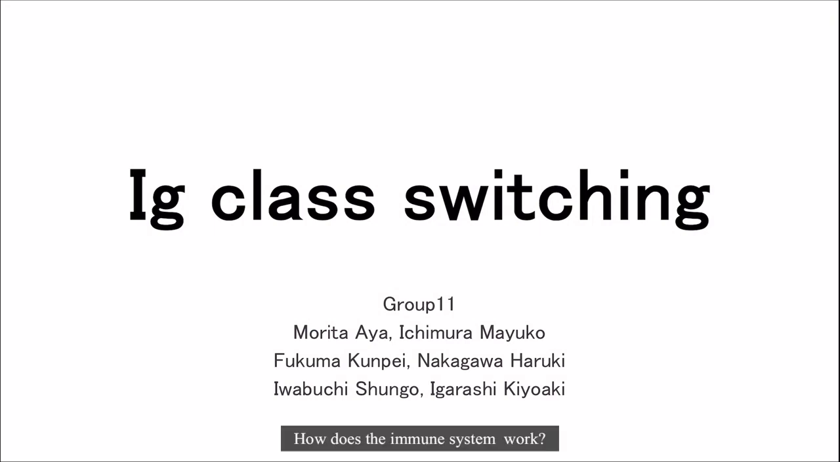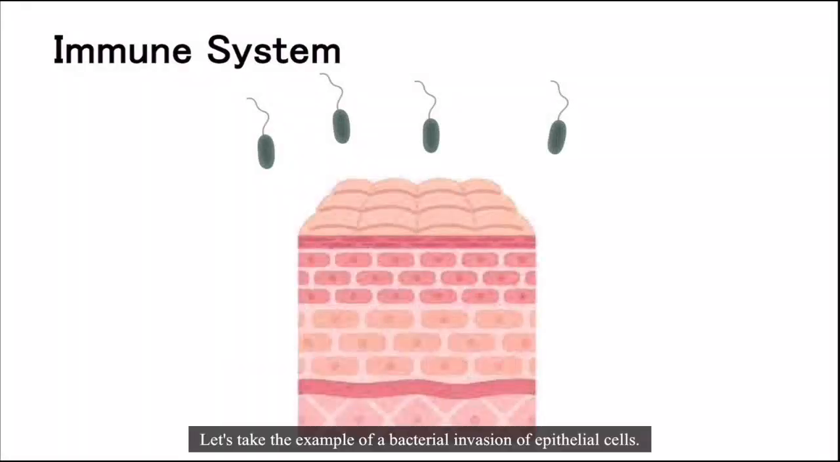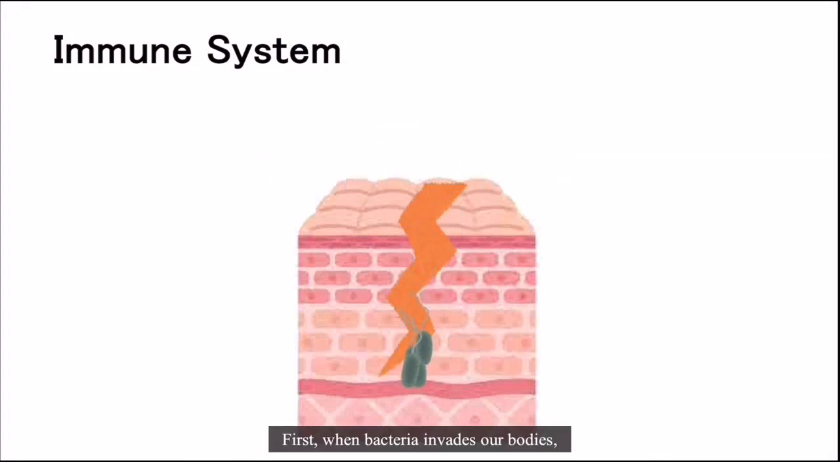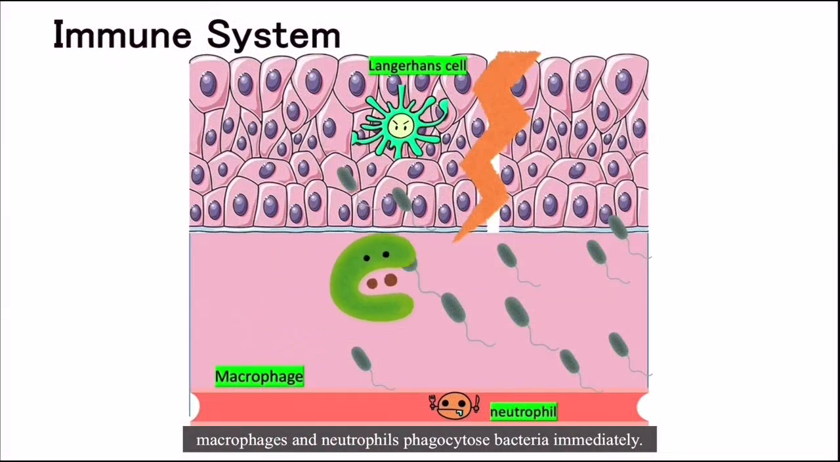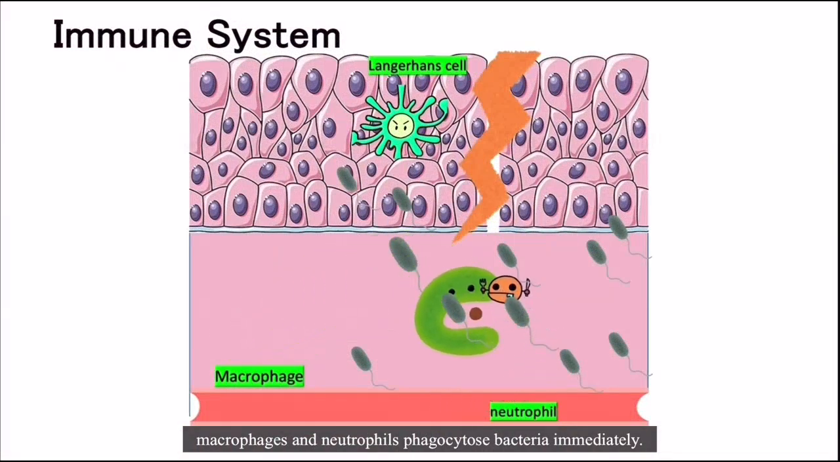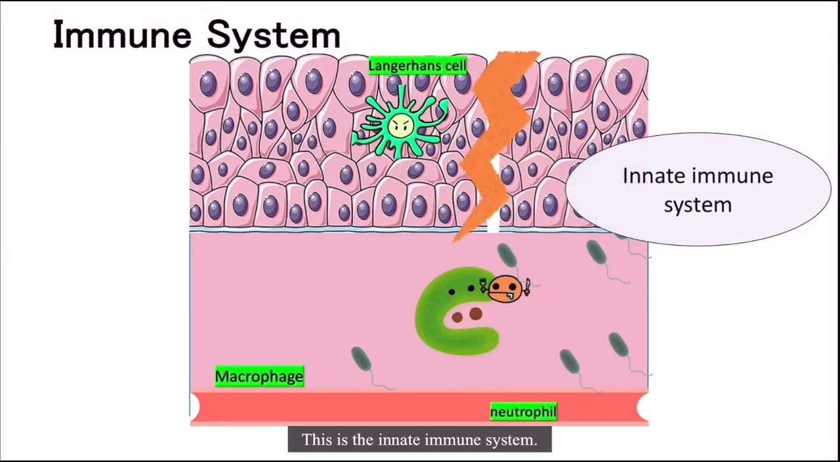How does the immune system work? Let's take the example of a bacterial invasion of epithelial cells. First, when bacteria invade our bodies, macrophages and neutrophils phagocytose the bacteria immediately. This is the innate immune system. If phagocytosis is insufficient, the acquired immune system becomes more active.